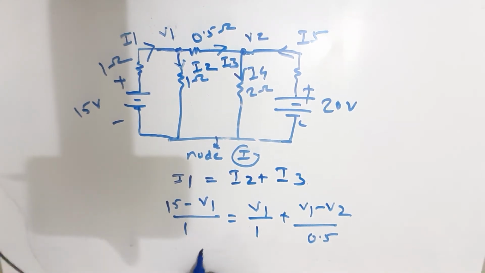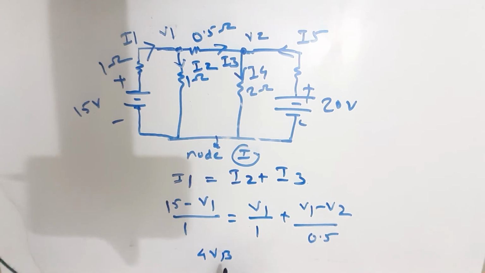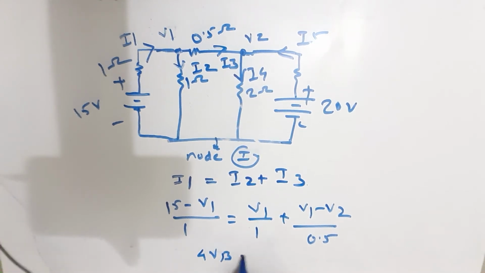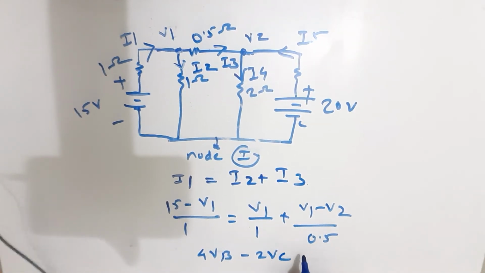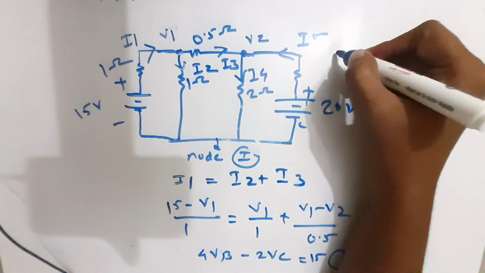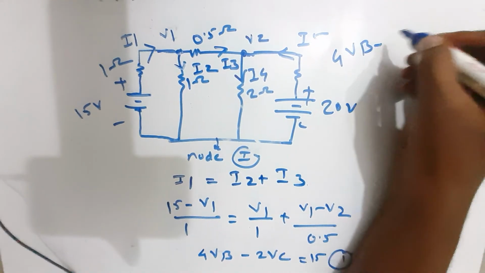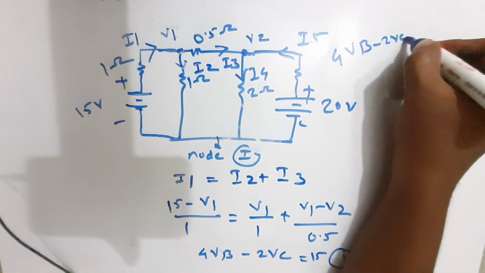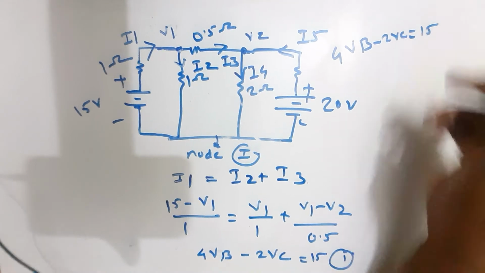Okay. So just do the cross multiplication. You will get, here I will not solve each and everything, 4VB minus 2VC equal to 15. So this is the first equation. So here you will write down 4VB minus 2VC equal to 15.